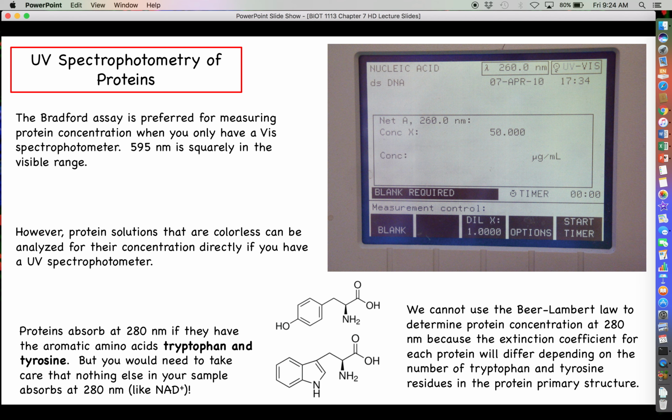But the 280 nanometer UV method of measuring protein concentration should be a good, quick, and easy way to get a general idea of how much protein is in solution, although we certainly have laid out several reasons why you may just want to do the Bradford assay.